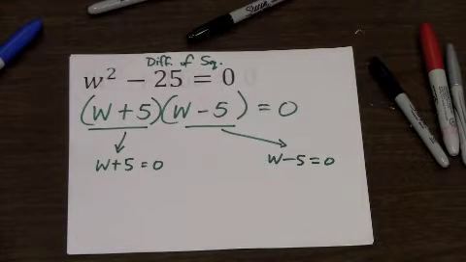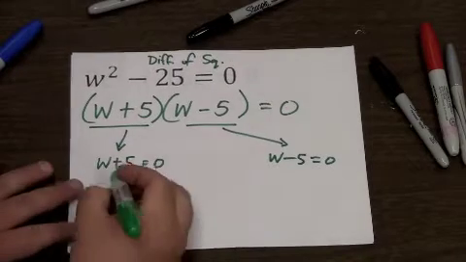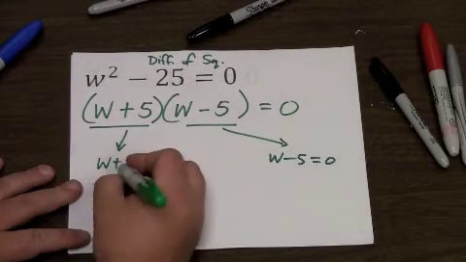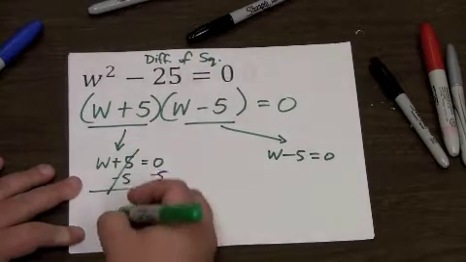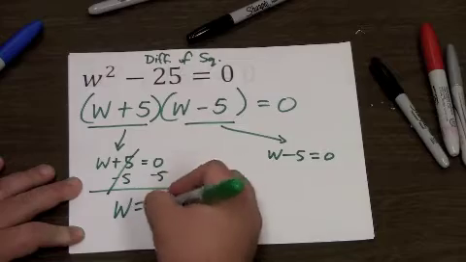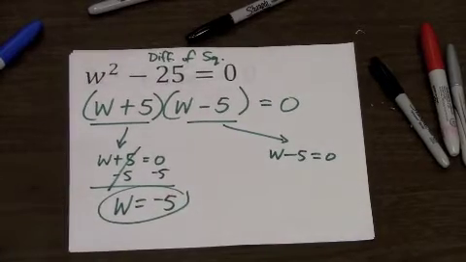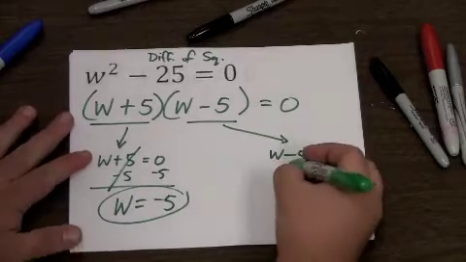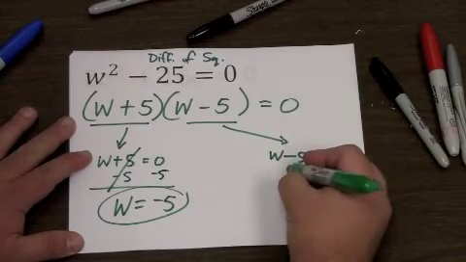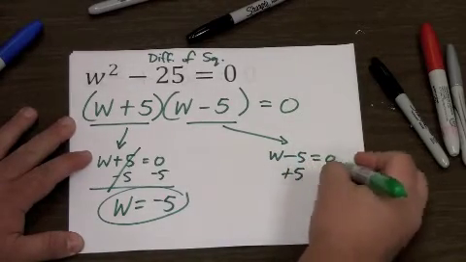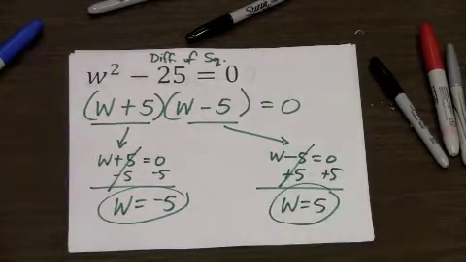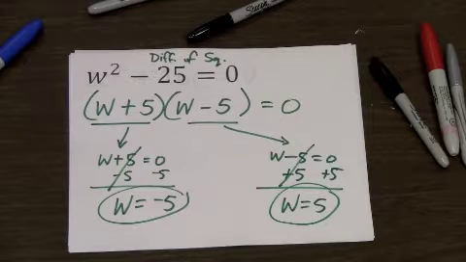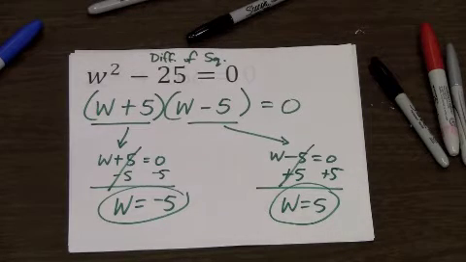And what I've just created is two little mini equations, and these mini equations are pretty easy to solve. The first one, we're going to solve for w, so we've got to get rid of the 5, so we're going to subtract 5. Whatever you do to one side, you must do to the other. And I'm going to get w equals negative 5. That was one of the answers that we got before. On this one, w minus 5 equals 0. I need to add 5. Whatever you do to one side, you must do to the other. w is going to equal positive 5. So we still get the 5 and the negative 5. We just got it in a new way. We got it the factoring way. All right?